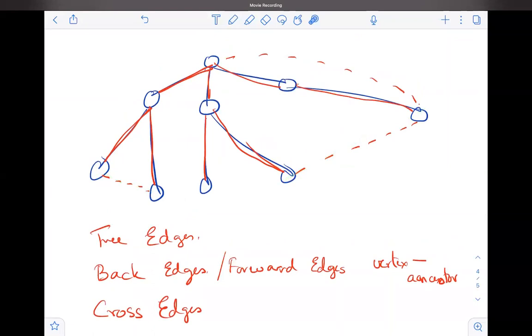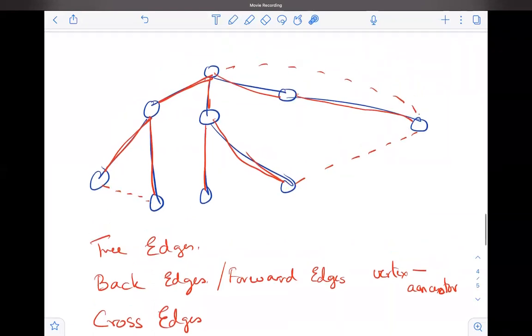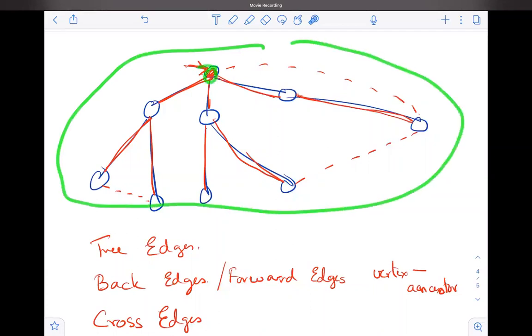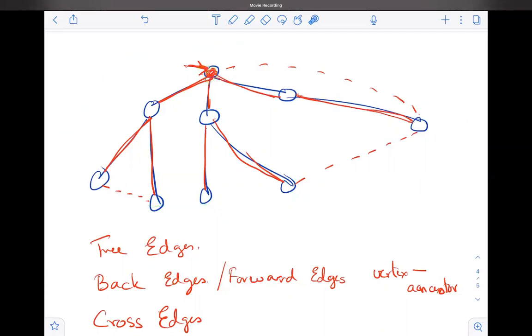Now, look at this graph. Let's start with, let's say that this was the root node. Do you think the DFS algorithm could have produced this graph? So this is the whole graph. A DFS algorithm was run with this vertex and it produced this tree. Do you think it is possible?